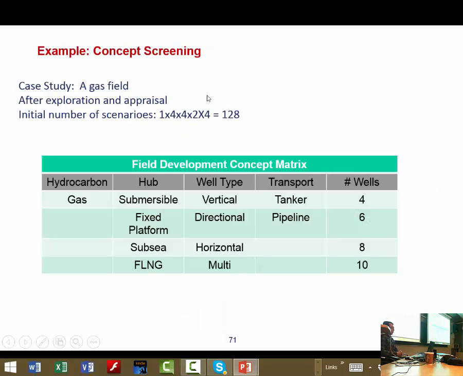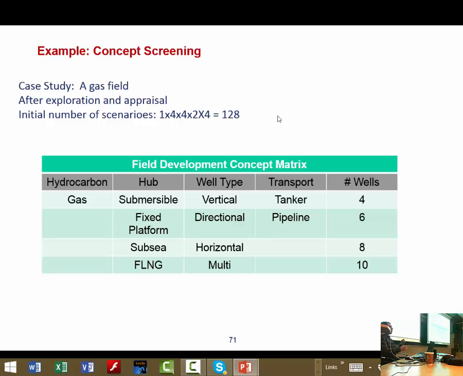So now we are going to the example. So this is the example. Our case study is a gas field. So let's assume that we are at the end of the exploration and appraisal phase, and this workshop for concept screening has been held, and they have made this concept screening matrix, which includes different hubs. We have a gas field, different well types, different transportation methods, and different numbers of wells. If you multiply all of them together, you will end up with 128 different solutions.